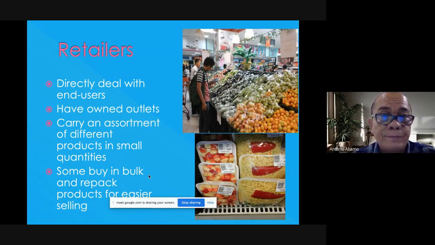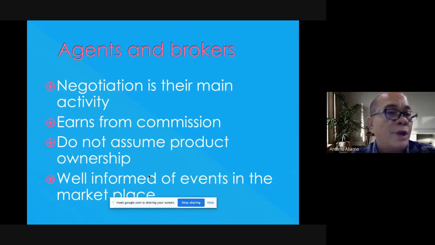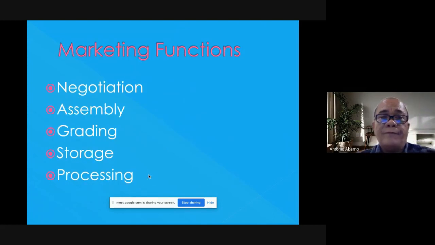Okay, and then you have agents and brokers, the ones that really facilitate the negotiation. These are the players in the market. And after that, you have players and they have marketing activities. Then we are now ready to understand the various marketing functions. Okay, various marketing functions.